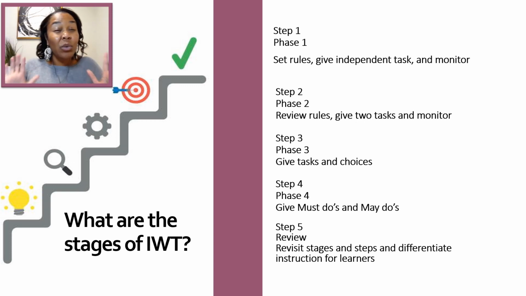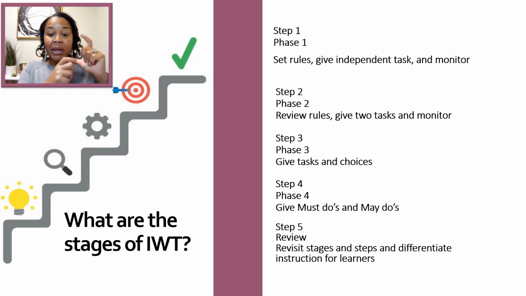Step 3, that's when we're starting to diversify our learning. So we're giving them tasks and choices if they have completed their assignment. Step 4, we diversify the must-dos and then the may-dos so students can have choice. And then step 5, we revisit all the stages and we differentiate instruction depending on our needs and expectations. So I'm going to go through all the phases, but let's begin with step 1. Step 1 usually involves 1 to 2 week phases if needed.